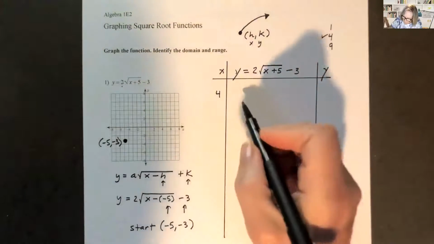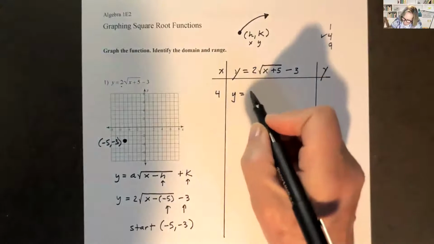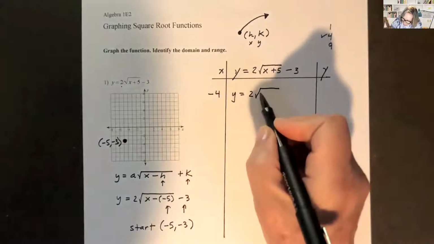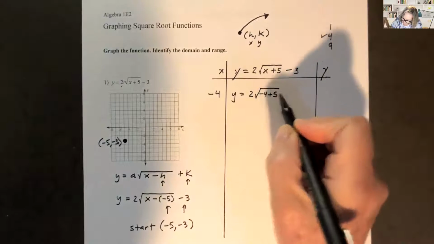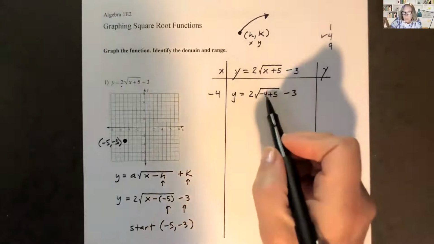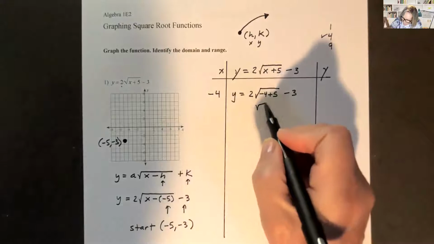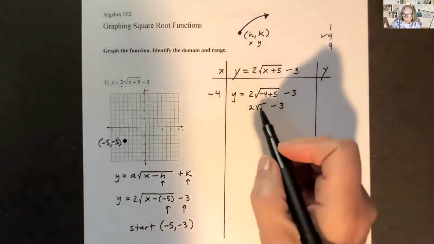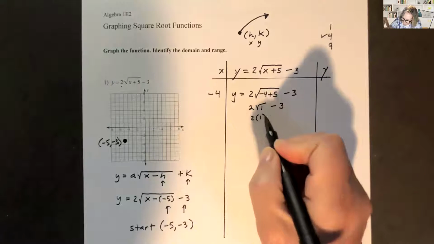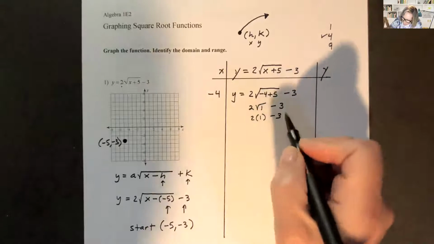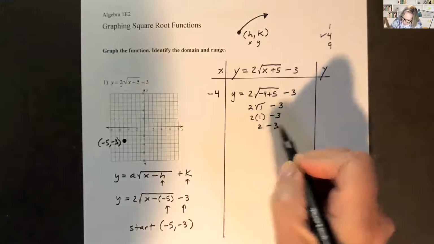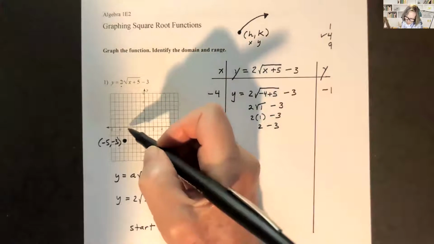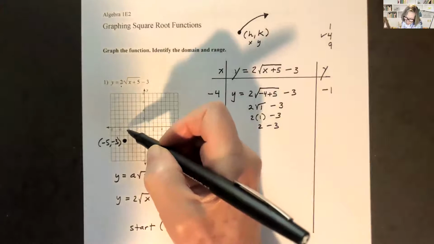So I make x -4, and I say 2 times the square root of -4 plus 5 minus 3. So -4 plus 5 is 1. So 2 times the square root of 1 minus 3. And the square root of 1 is 1. So this is just 2 times 1 minus 3, or 2 minus 3, which is negative 1. So that means that the ordered pair negative 4, negative 1 is on this graph.